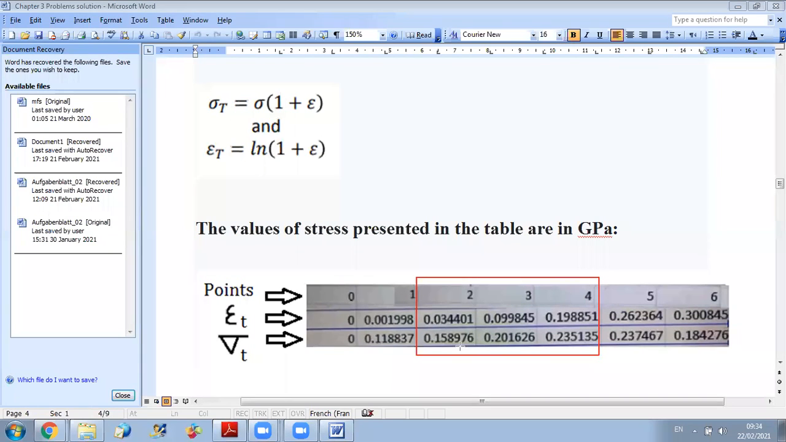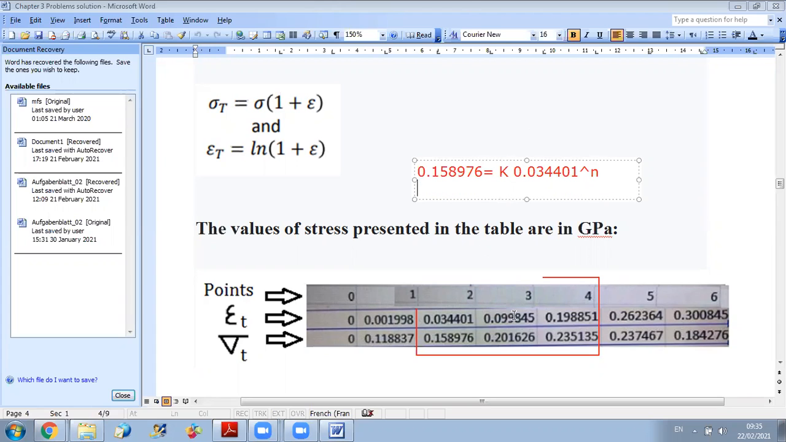If you select 2 and 3, for example, what will be your system? Your system will be sigma true at point 2, which is 0.158976, equals k times epsilon at point 2, which is 0.034401, to the power n.